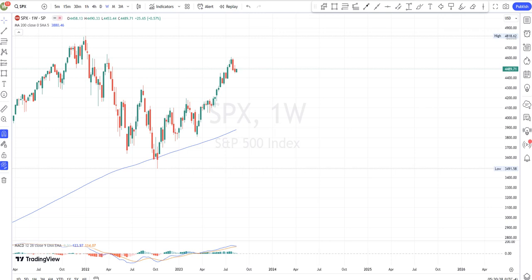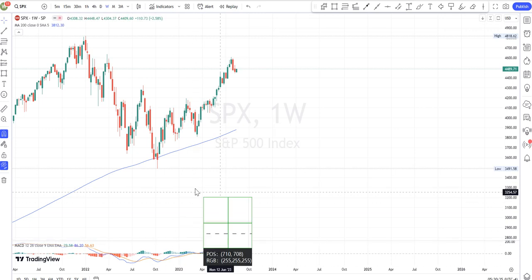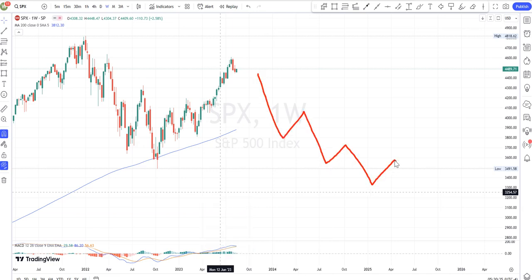Hello there. Let's use Elliott wave theory to do a quick analysis on the S&P 500 index. This is basic Elliott wave theory: 5 waves downtrend and ABC rebound.